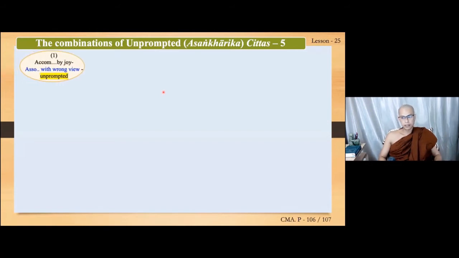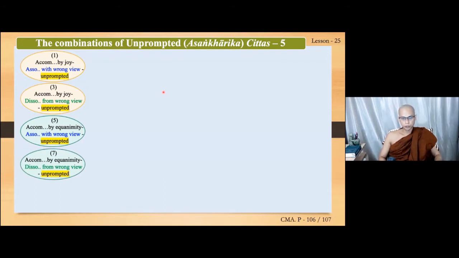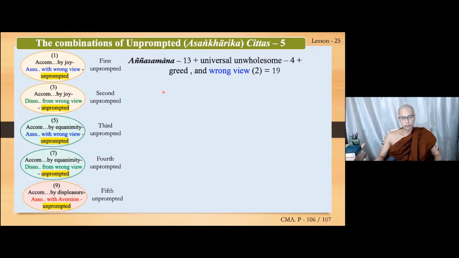Okay, this is from lesson 25, in order to review all the mental factors related to the specific consciousness. Just to review according to the classification of the first, second, third, fourth, fifth: prompted, unprompted consciousness, asankharika first.